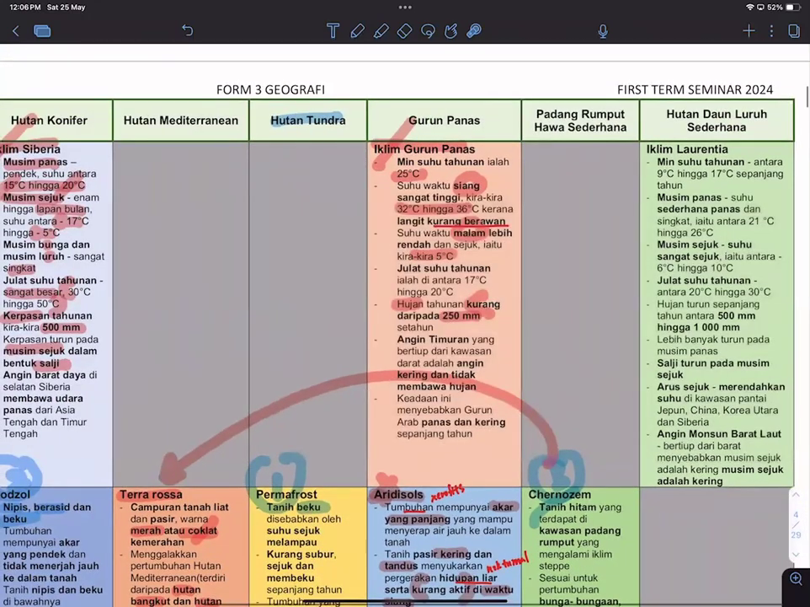So other than that, guys, try to highlight in a thick color. Why is the hujan so less? 250. Better to use red color. 250 is because of angin timuran, the angin timuran from the kawasan benua Asia, land to another land, kawasan gurun panas. Asia to kawasan darat. So it's dry from land to land.